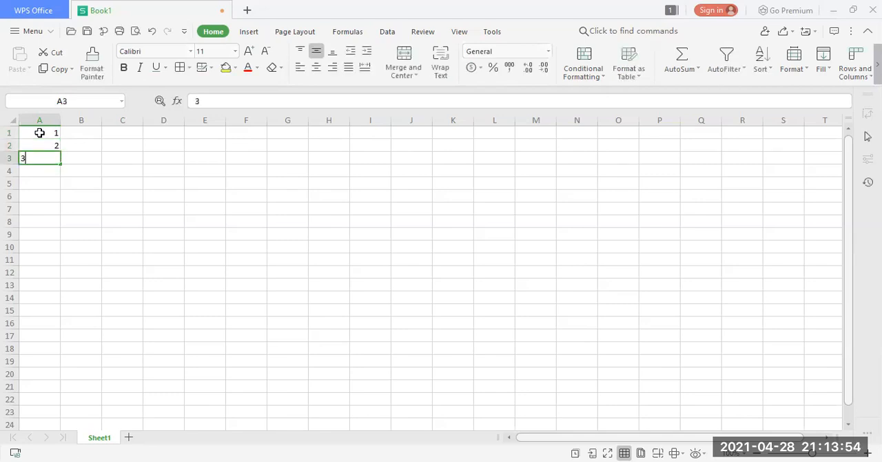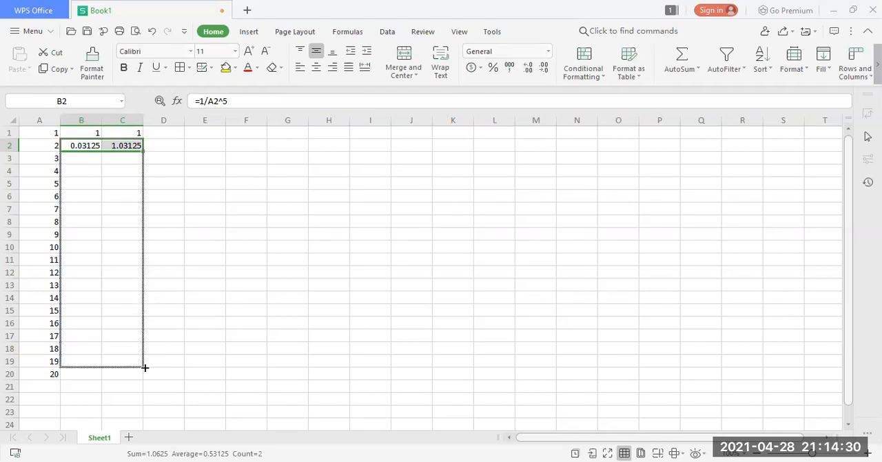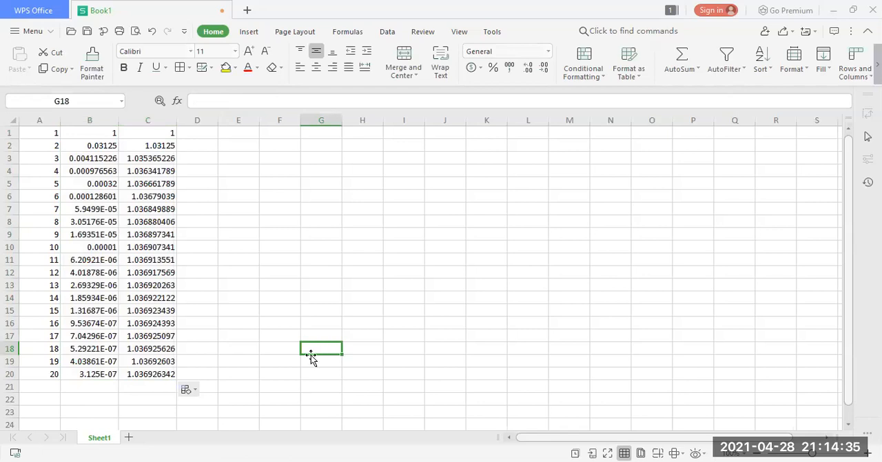So I have 1, 2, 3. Let's go to how many terms? Maybe up to 20 terms. Okay, and this is equal to 1 over this to the 5th. And this is equal to this guy. Let's see what happened. So the first 20th term, we are already here.